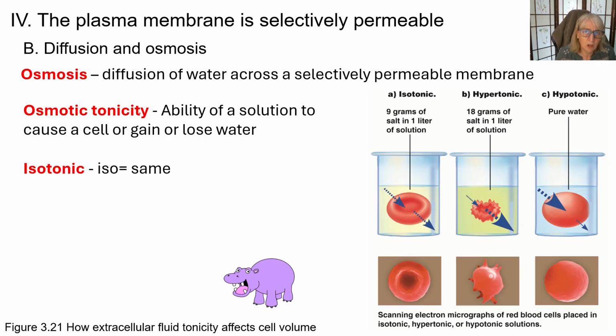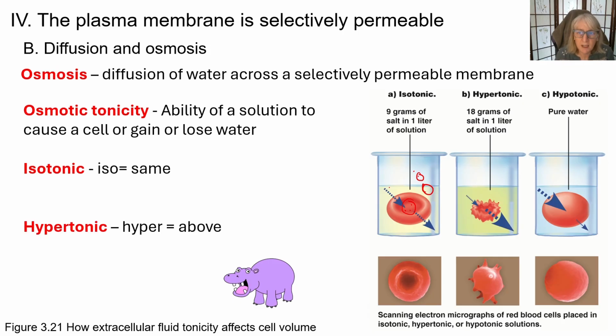Tonicity is how we talk about the amount of solute in a solution. If the amount of solute in the cell and outside of the cell is the same, so here there is 9 grams of salt in a liter of solution inside and outside of the cell, that cell will be considered in an isotonic solution. It's the same tonicity, the same solute amounts inside and outside of the cell.